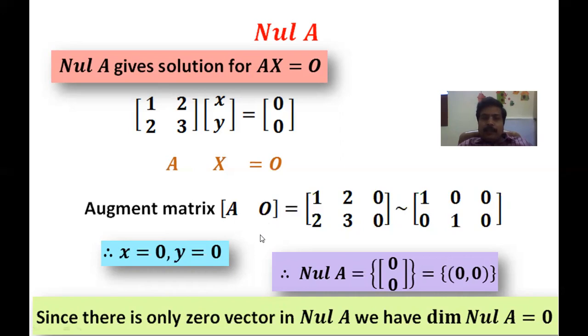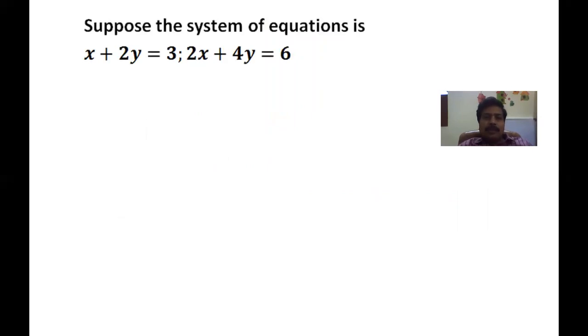Let us slightly modify the coefficients of this matrix and observe null A when it does not contain only the zero vector. Let us find some more vectors in null A. Let us take such an example. Suppose the system of equations x plus 2y is equal to 3 and 2x plus 4y is equal to 6. Let us consider this system of equations.